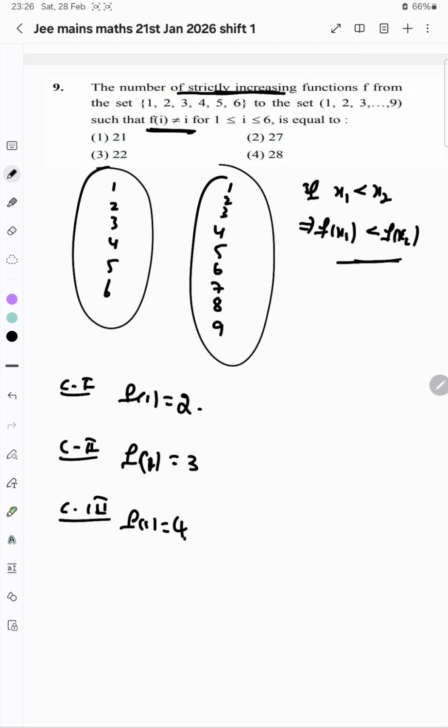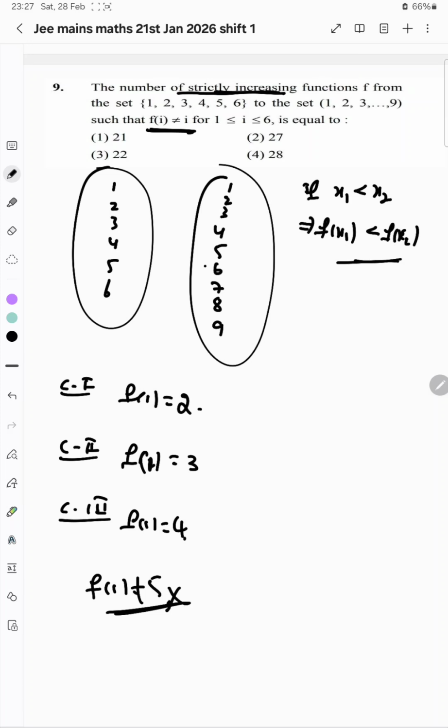Next, f(1) equal to 5 is not possible. Why? Because suppose 1 maps with 5, the rest of the elements in the domain are 5, but the rest of the elements in the codomain are only 4, because a number should not map to a smaller number compared to the image of f(1), since it's a strictly increasing function. That's why these are the only 3 possible cases.